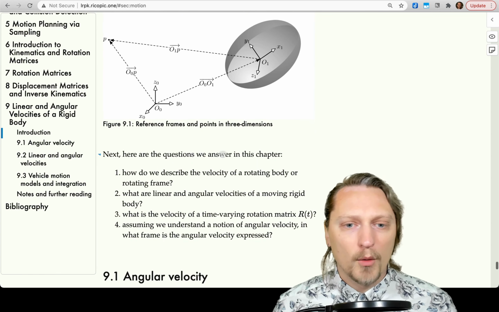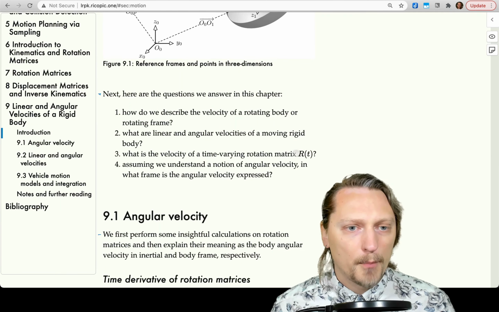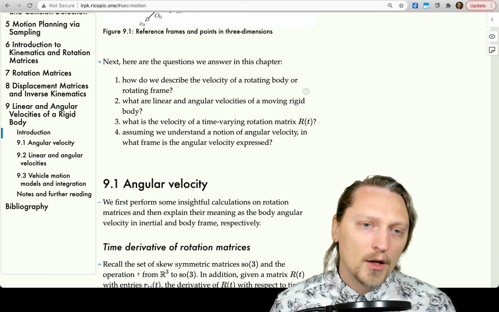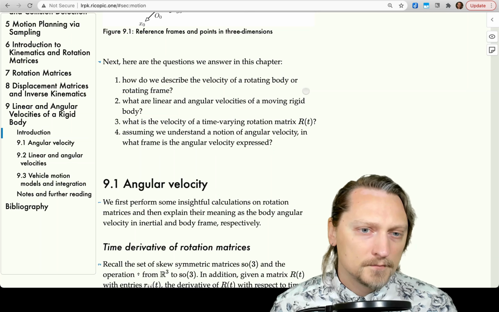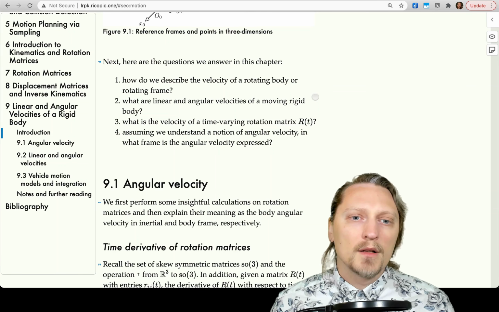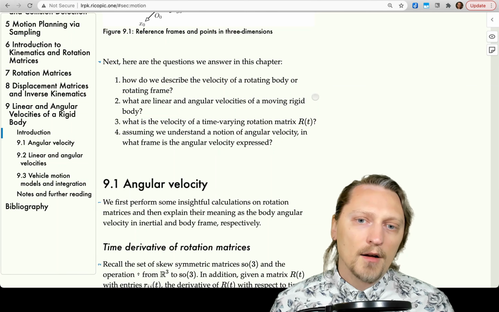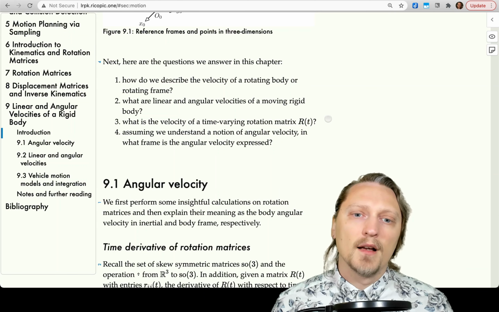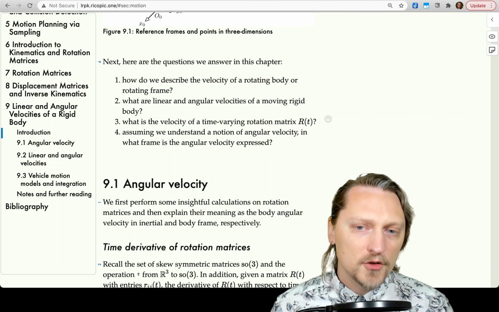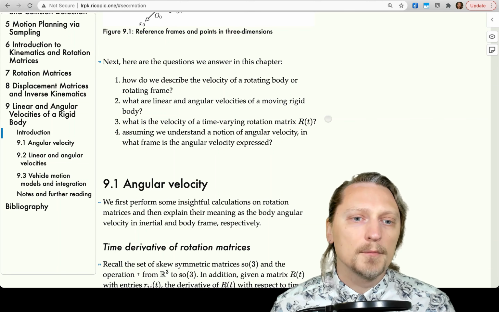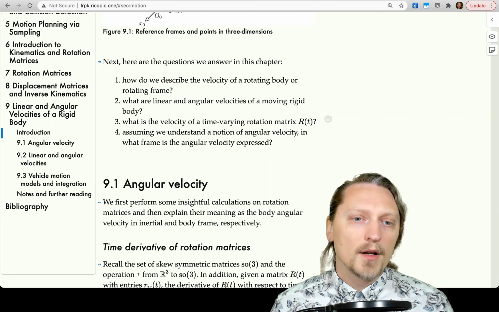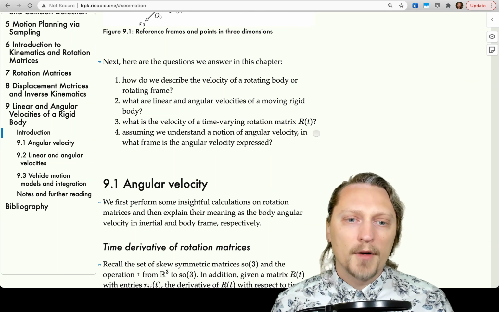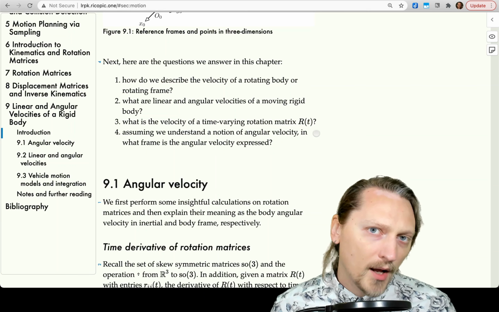Next, here are the questions we answer in this chapter. 1. How do we describe the velocity of a rotating body or rotating frame? 2. What are linear and angular velocities of a moving rigid body? 3. What is the velocity of a time-varying rotation matrix R of t? 4. Assuming we understand a notion of angular velocity, in what frame is the angular velocity expressed?